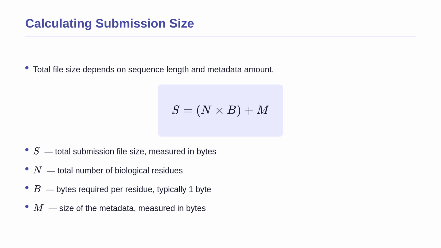S equals n times b plus m. Here, S represents the total submission file size in bytes. N is the total number of biological residues, like nucleotides. B is the bytes required to store a single residue, typically 1 byte. Finally, M represents the size of the metadata in bytes. If the sequence length increases, the total file size increases proportionally.